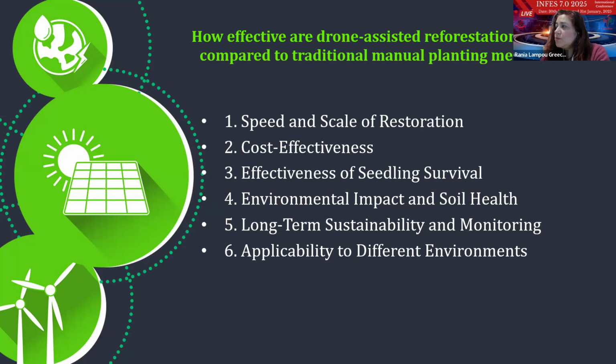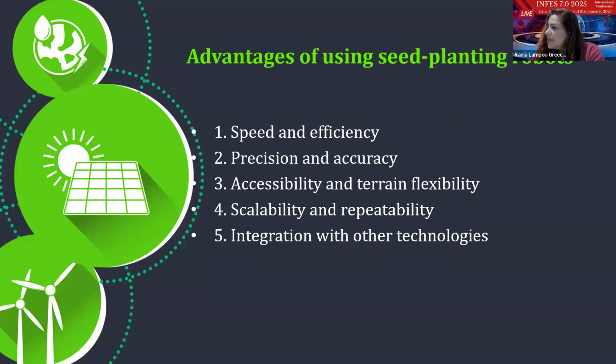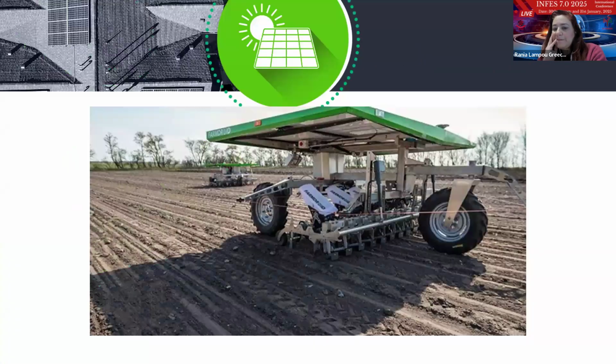Long-term sustainability: drones can be used for post-planting monitoring, which allows conservationists to track the success of the reforestation efforts. And the applicability to different environments, because drones excel in remote, steep, or difficult-to-access areas where manual labor is impractical or unsafe. So these are the advantages, of course: speed, efficiency, accessibility, scalability. On the other hand, what would be the challenges?